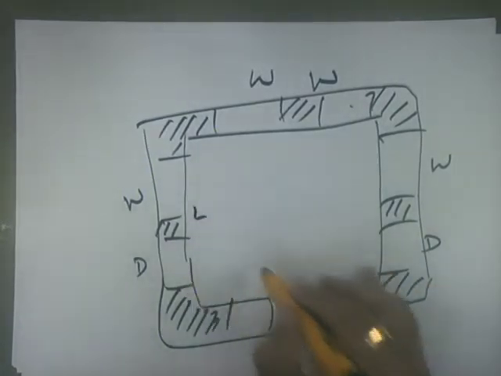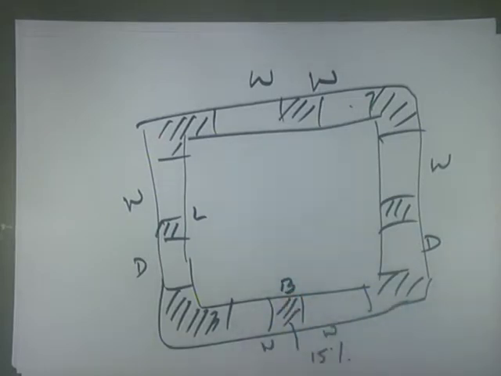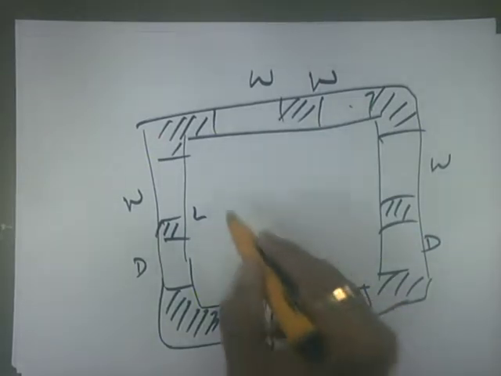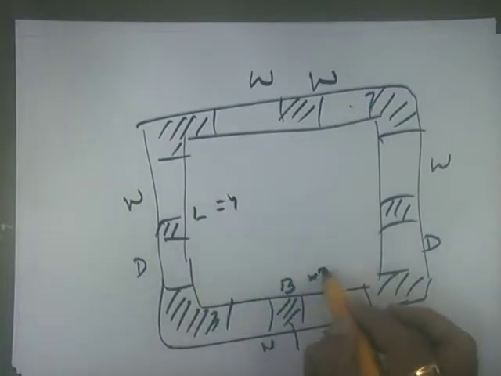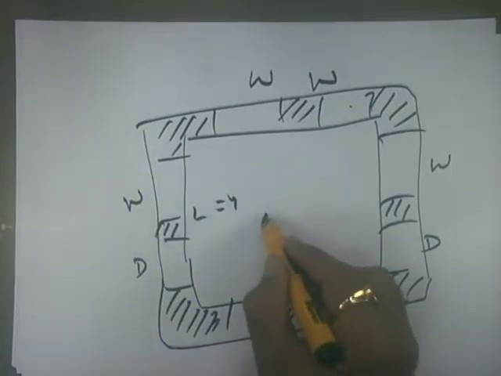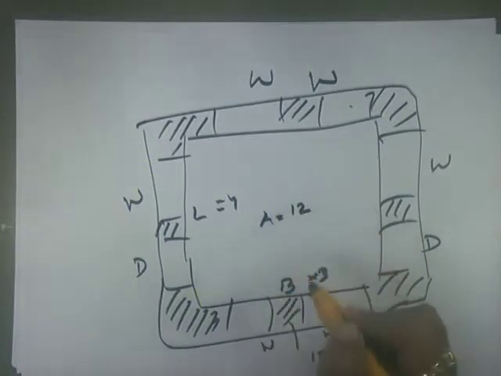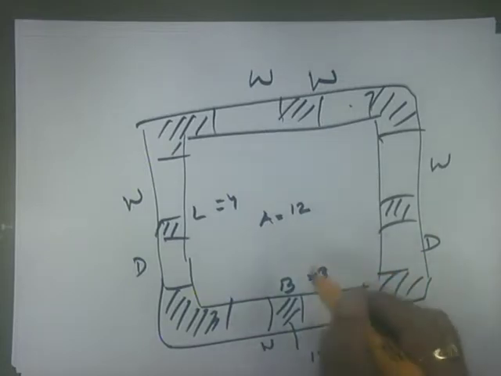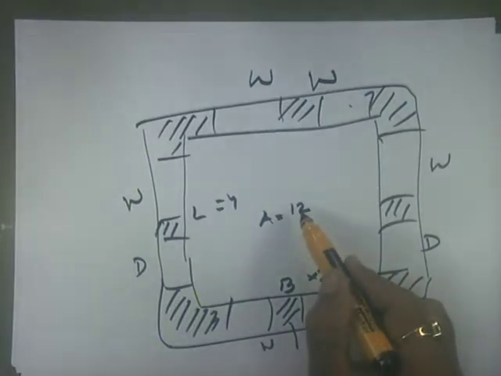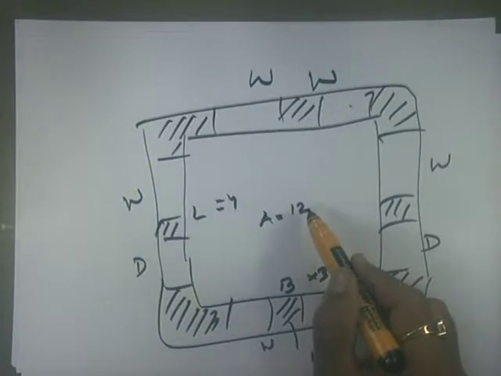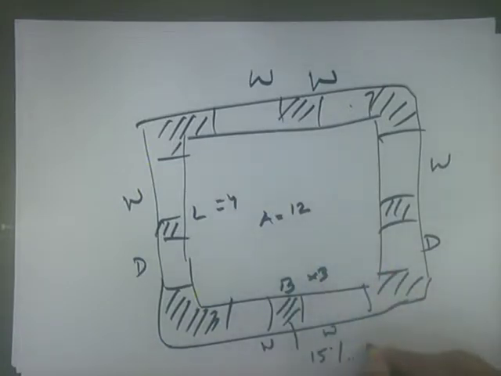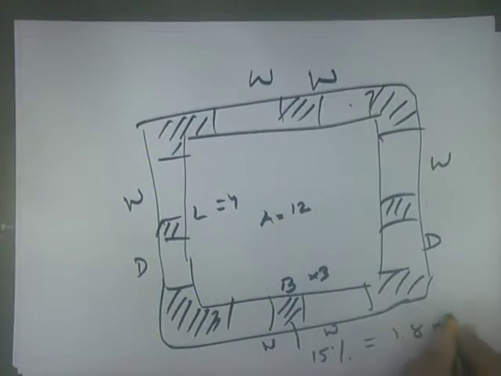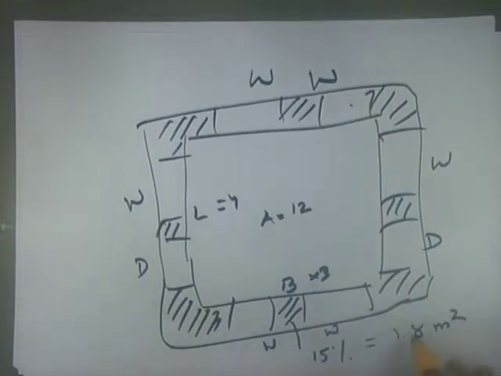So this is the floor area or carpet area of the room. Suppose this is 4 meters and this is 3 meters, so the total area, 3 into 4, is 12 square meters. So 10% of that is 1.2 square meters. Sorry, 15%. It will be around 1.8 square meters. So the area of the door and window openings should be at least 1.8 square meters.